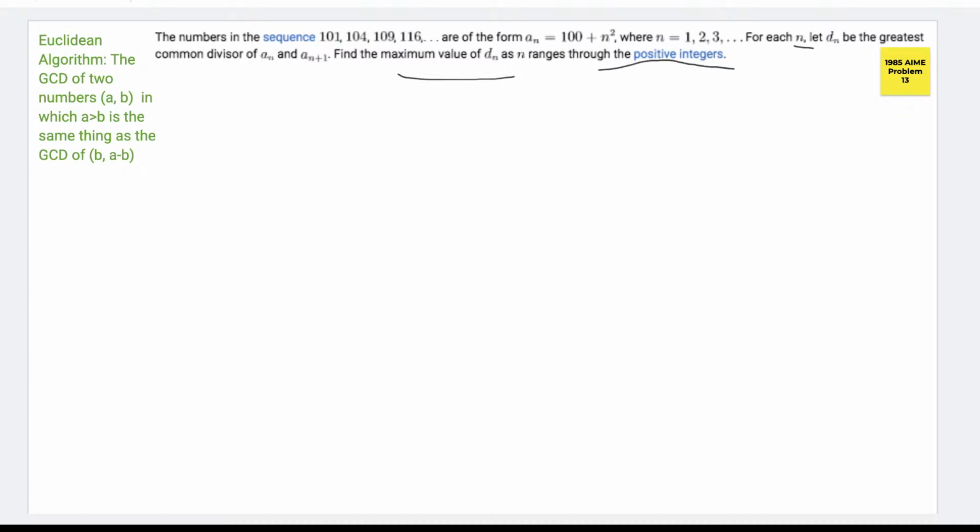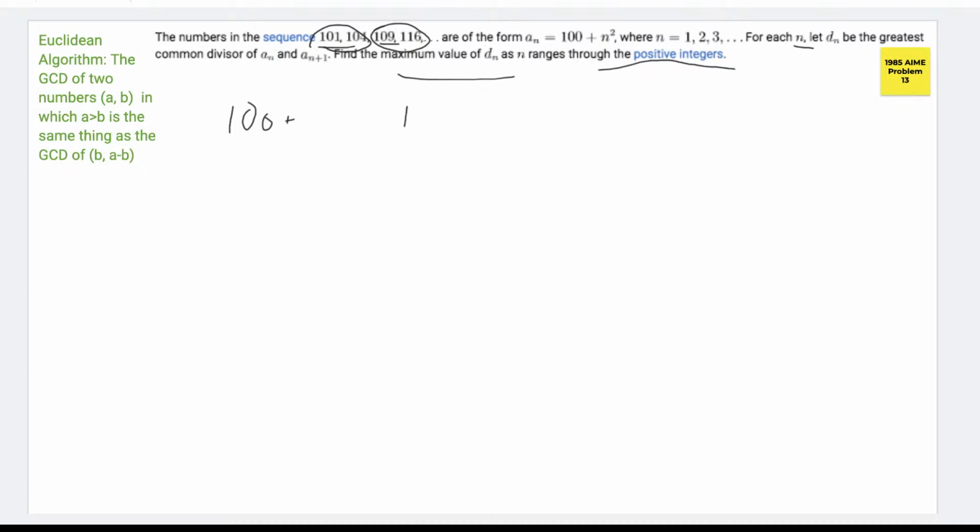So this problem might be hard to understand. I'll explain it. So we have 100 plus a perfect square, all the way from 1 squared, plus 2 squared, plus 3 squared, plus 4 squared, plus 5 squared, all the way. And we will take 2 consecutive terms. For example, you can take these two, you could take these two. They have to be right next to each other. You can't take 109 and 101. That's the main part you have to notice in this problem.